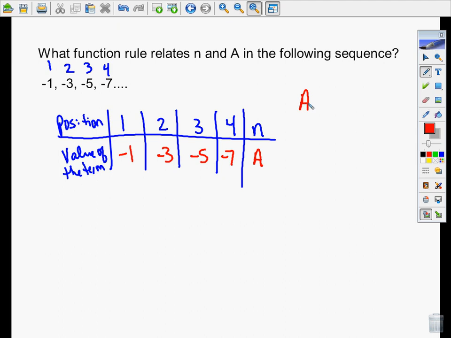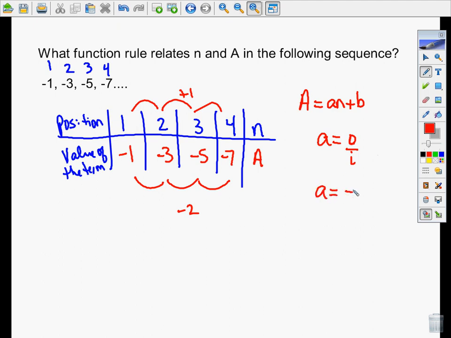So here we go. We're going to build A equals a sub n plus b. So my lowercase a is again output divided by input. My input, these are all changing by +1. My output, these are all changing by -2. So it's the first time you've seen that it's gone down. So my a is output -2 divided by input 1. So a equals -2. So far, my function is a equals negative 2n plus b.